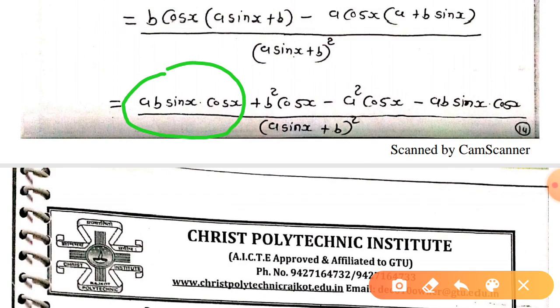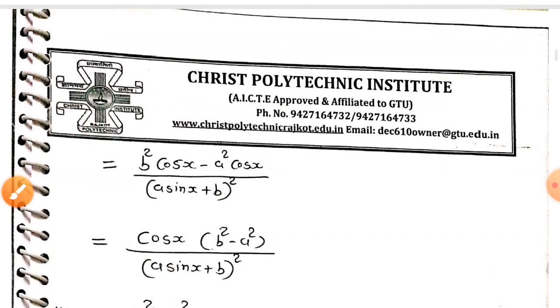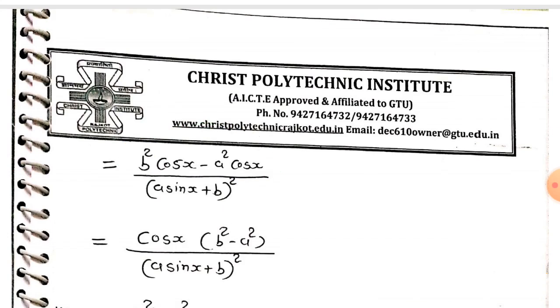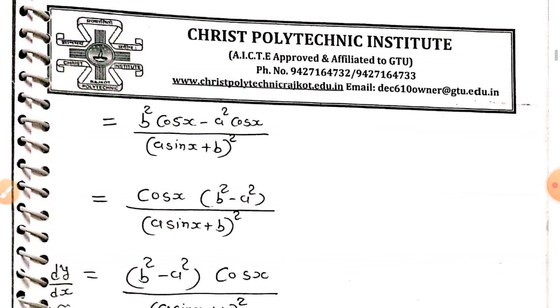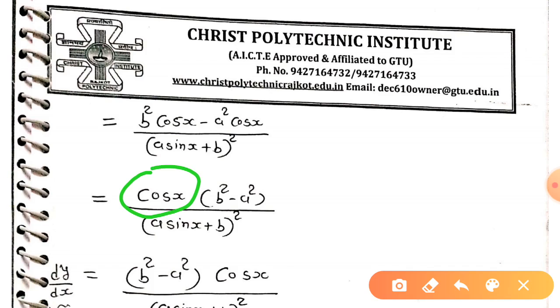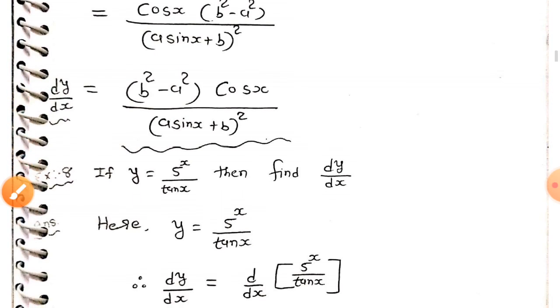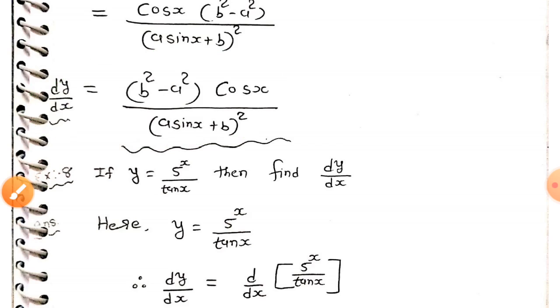this term and this term, this is the plus term, this is minus term, automatically cancel out. Whatever the remaining term you have to write. So we are writing the remaining term b square cos x minus a square cos x. If there is a possibility of the common, yes, there is cos x is the common, take the common b square minus a square and put the answer in this form. So friends, we completed the most important example.